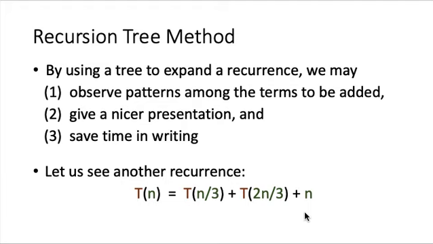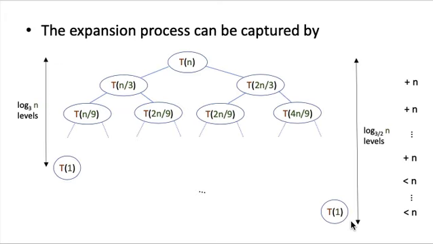Okay, so let us now see a different recurrence for our second example. This time, T(n) is equal to T(n/3) plus T(2n/3) plus n. So how does the recursion tree look? We have T(n) here. When we apply the recurrence, we see that T(n) is decomposed into T(n/3), T(2n/3), and then plus n.